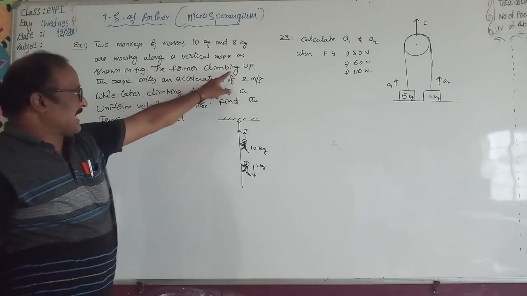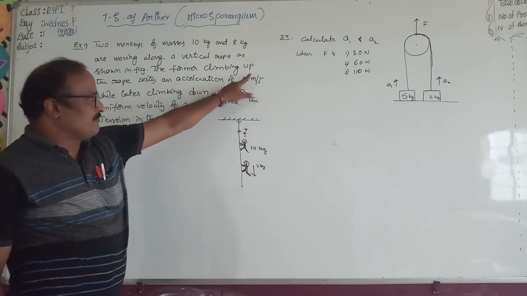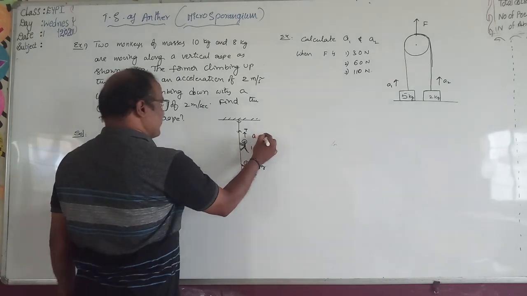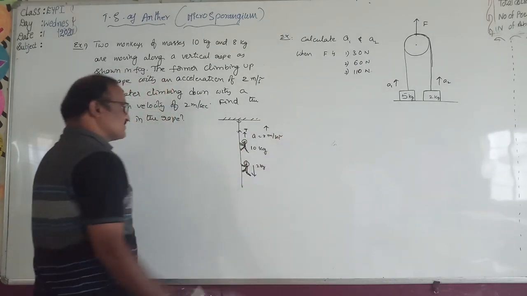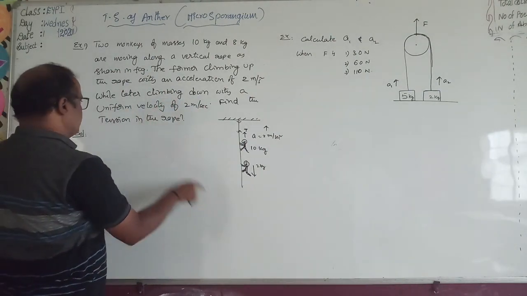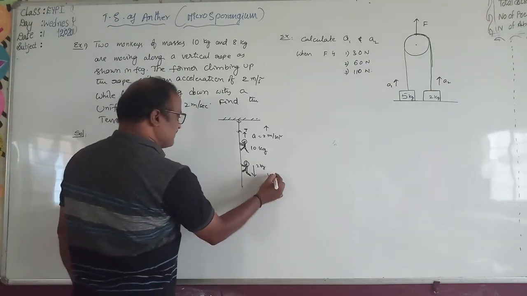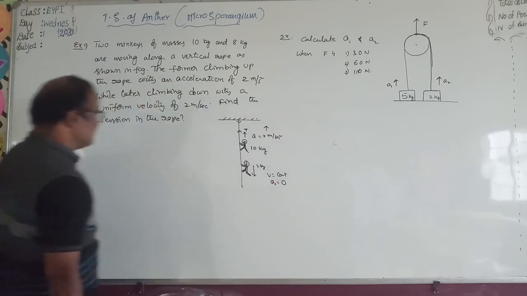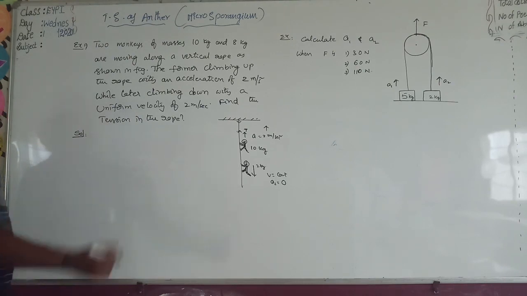The first monkey is climbing up the rope with a constant acceleration of 2 meters per second square. So the first one is moving with an acceleration a1 equal to 2 meters per second square vertically upwards. Again, the other one is climbing down with a uniform velocity. Moving with uniform velocity means v is constant. As v is constant, its acceleration a2 is equal to 0, with a velocity of 2 meters per second. Find the tension developed in the rope.